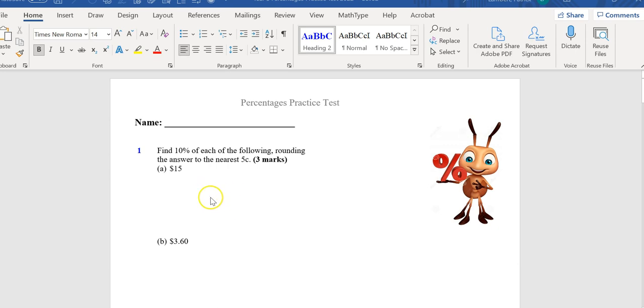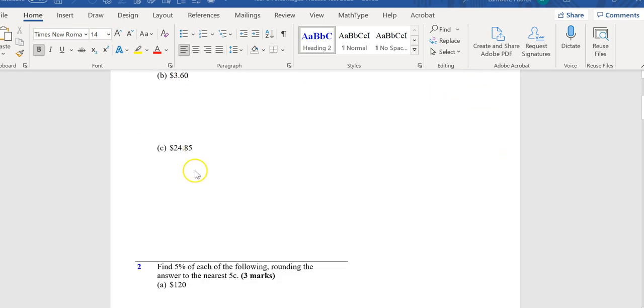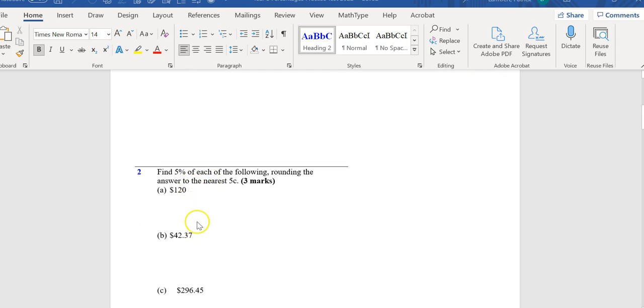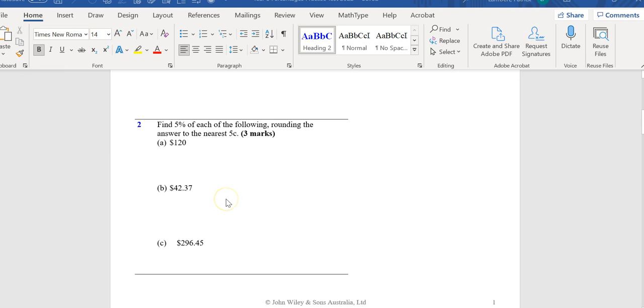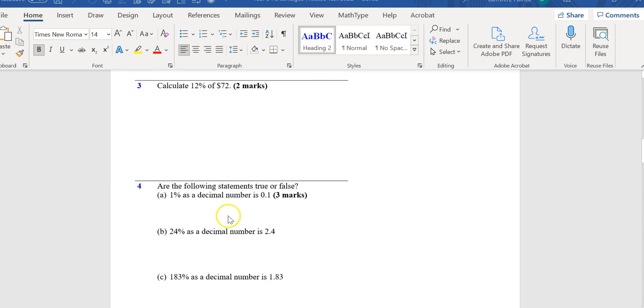It starts off with some fairly basic ones here. Finding a percentage, that's at type 1. Start with a percentage, need an answer and an amount for an answer. Here again, 15% to the nearest 5 cents. Right, in money you always go to the nearest 5 cents now. 12% of 72. Right, are the following statements true or false?